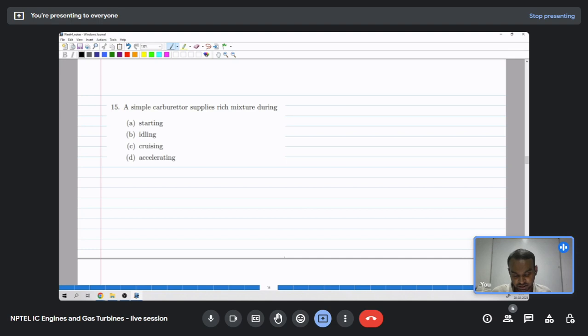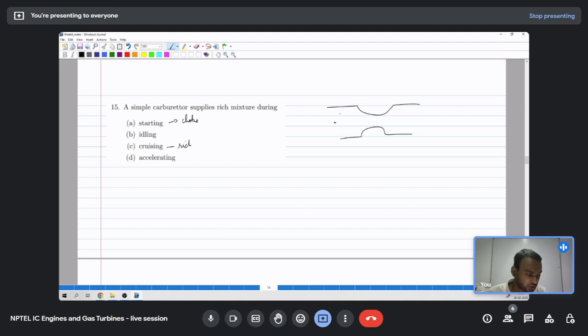A simple carburetor supplies rich mixture during starting, sir. So cruising. No, actually during, yes, during cruising it will become rich. During starting we need a separate component called choke to make it richer, and the simple carburetor cannot do that.